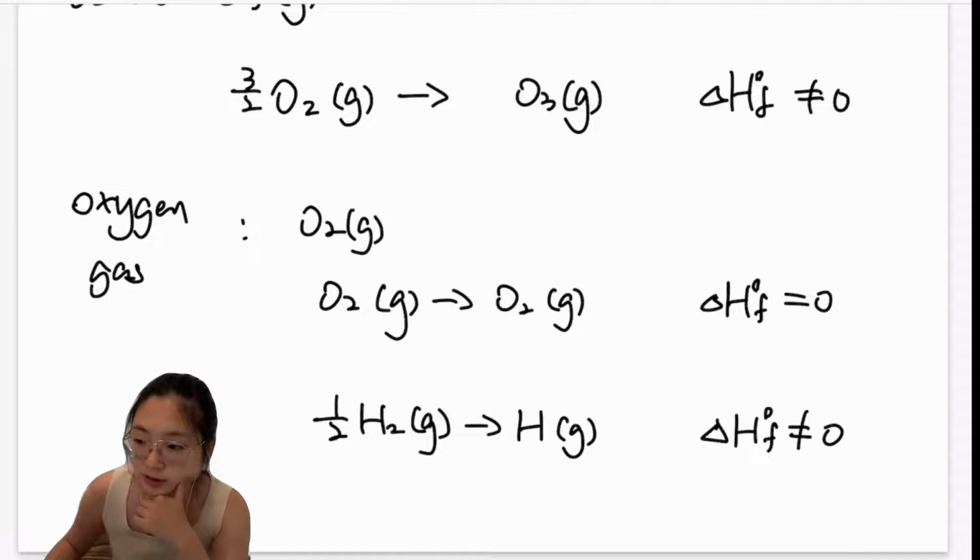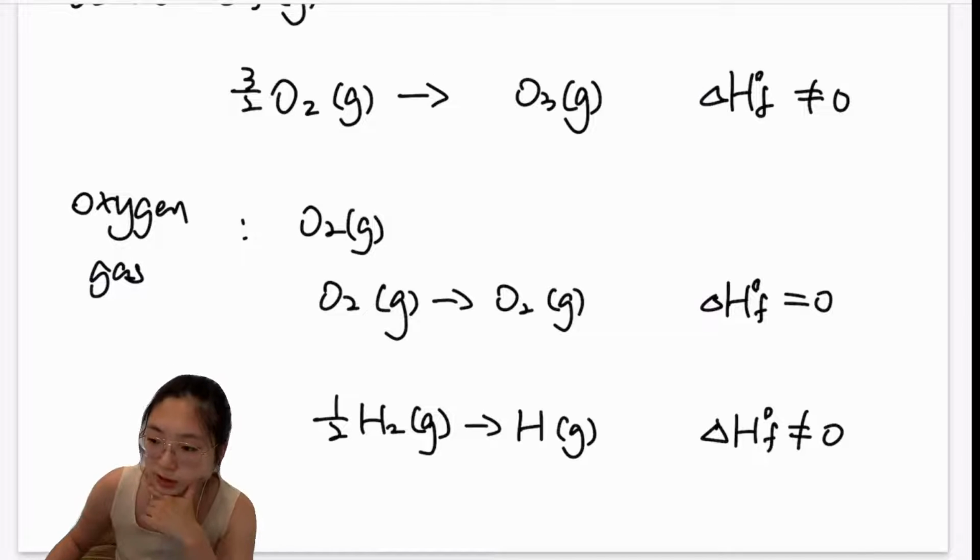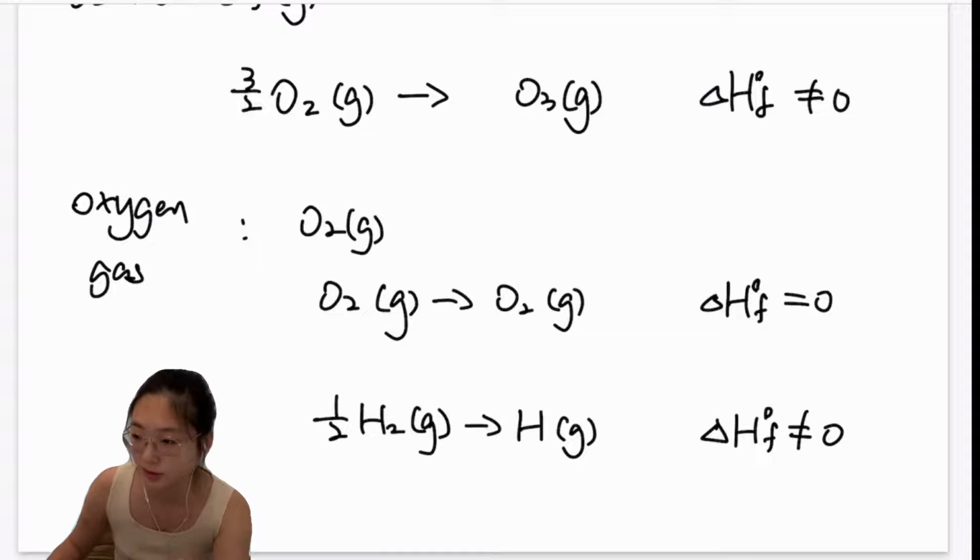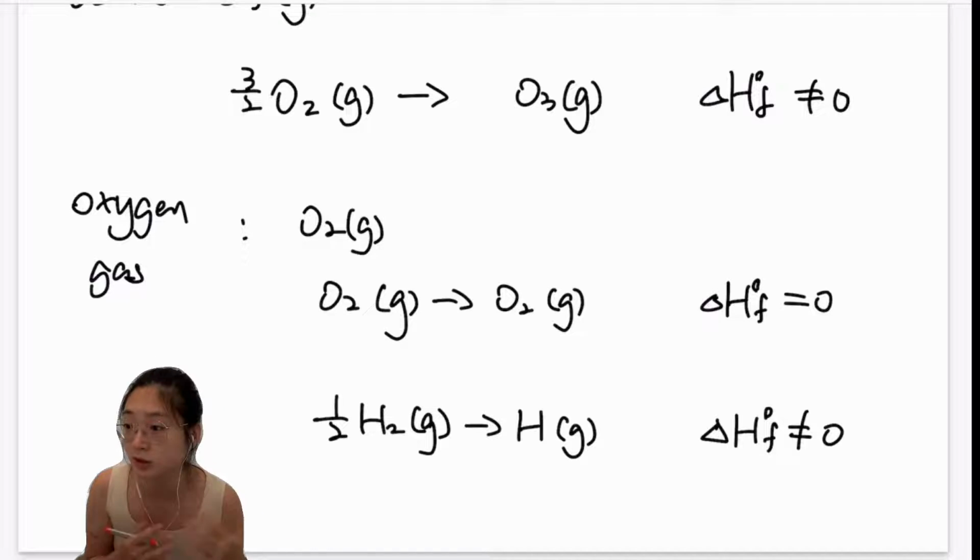N2, O2, I2, chlorine, bromine, hydrogen, those have 0 enthalpy change of formation. It doesn't matter if they're reactants or products. Of course, you will be given other information and asked to find only one of the unknown variables. You don't have to memorize any of that.